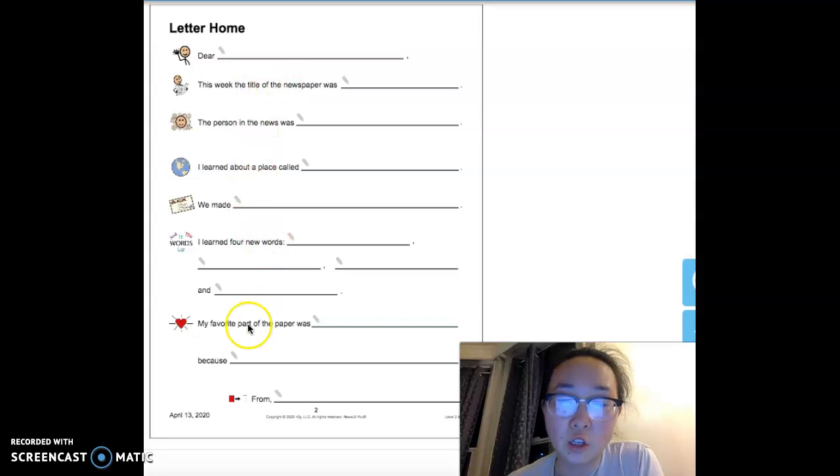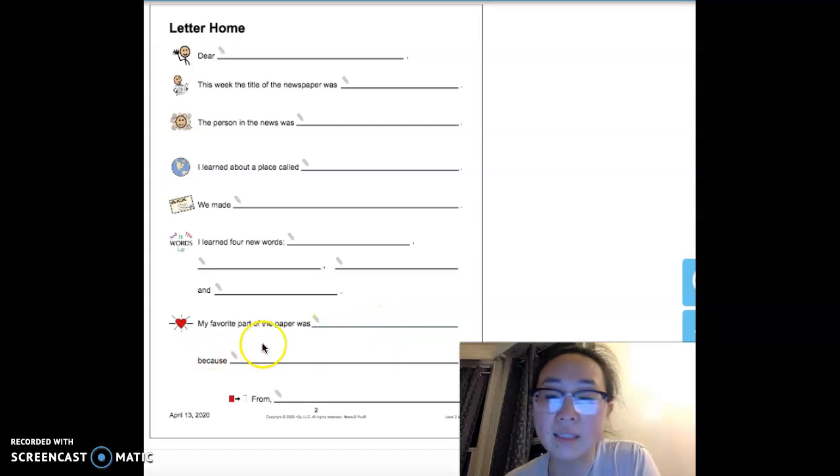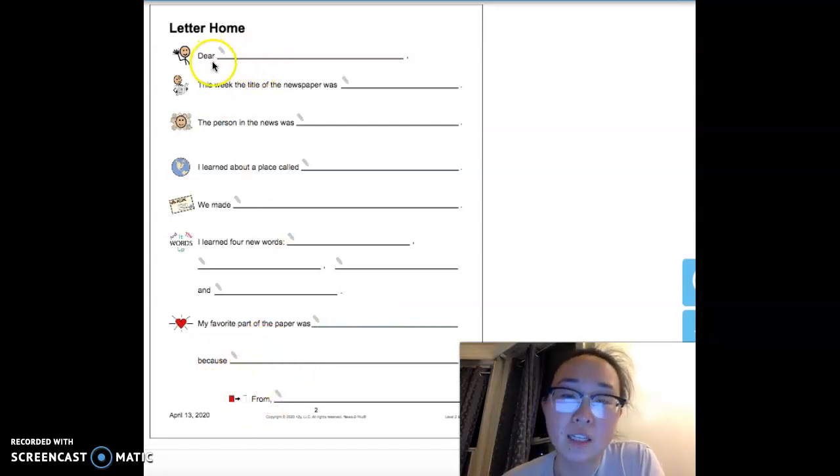I'll read the sentence starters first and then we'll go back and fill everything out. So it says letter home. Dear blank. This week, the title of the newspaper was blank. The person in the news was blank. I learned about a place called blank. We made blank. I learned 4 new words. Blank, blank, blank, blank. My favorite part of the paper was blank because blank. From blank.